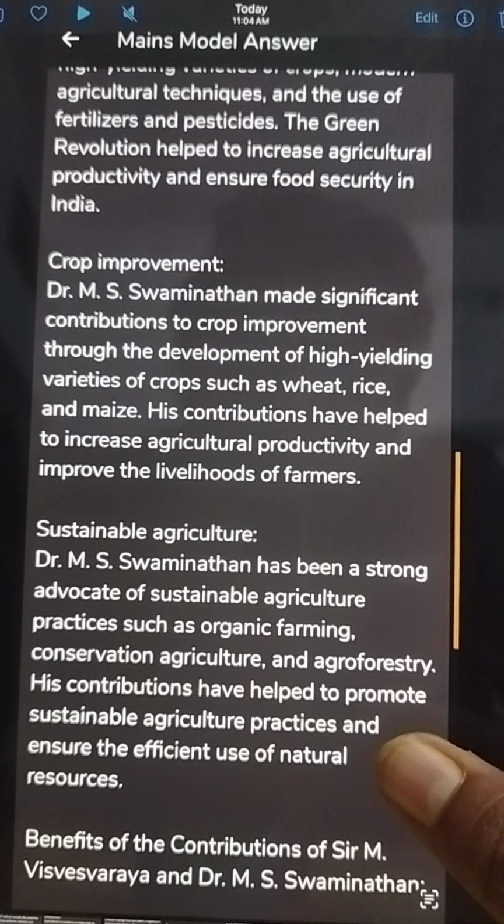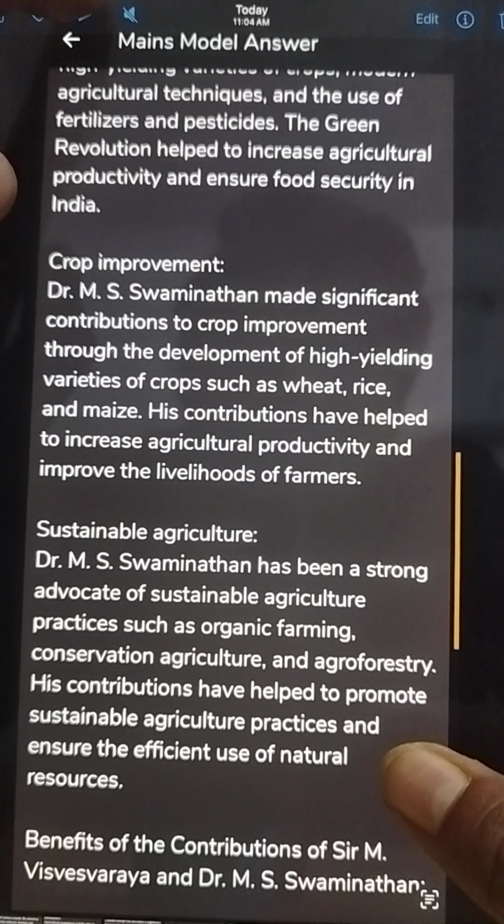Swaminathan has been a strong advocate of sustainable agriculture practices such as organic farming, conservation agriculture, and agroforestry. His contributions have helped to promote sustainable agriculture practices and ensure the efficient use of natural resources. Then, benefits of contribution.